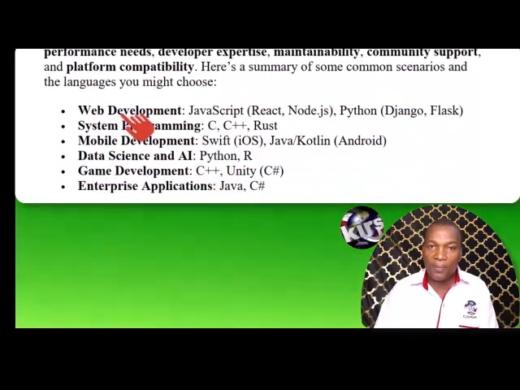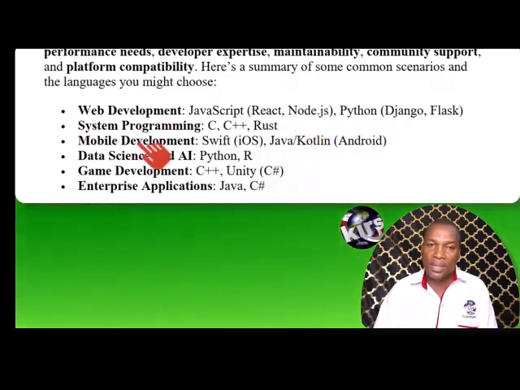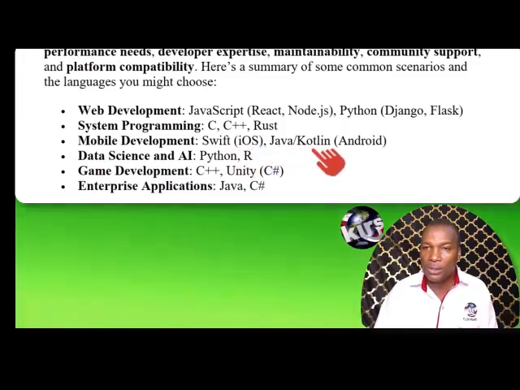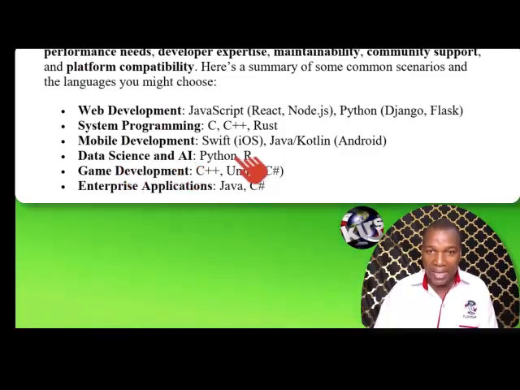In case you have web development, JavaScript and Python could be the best options. System programming, we have C, C++, and Rust. Mobile development, we have Swift for iOS, Java and Kotlin for Android. Data science and AI, we have Python and R. Game development, we have C++ and Unity C#. Enterprise applications, we have Java and C#.